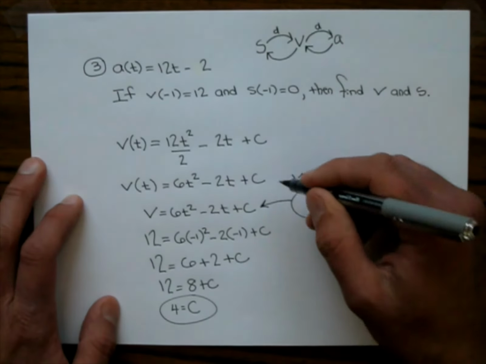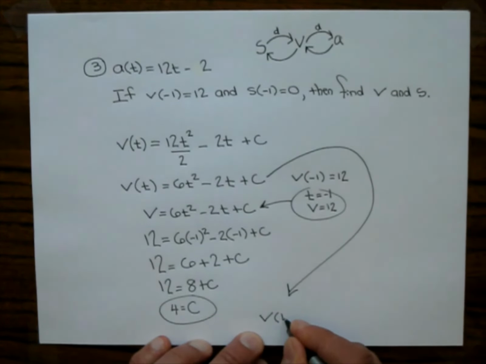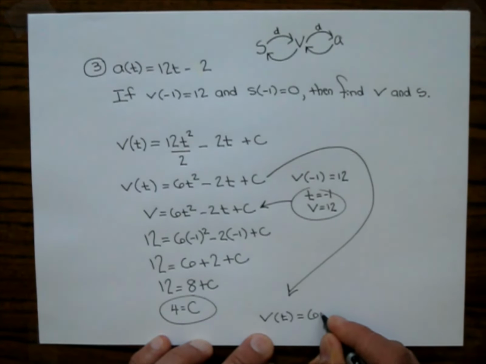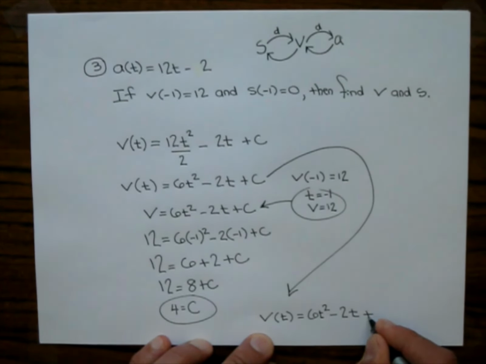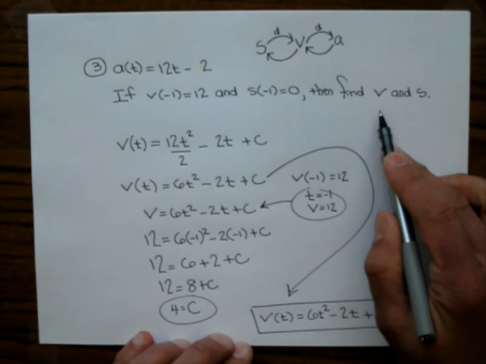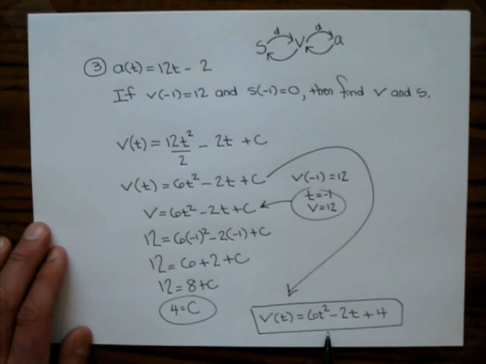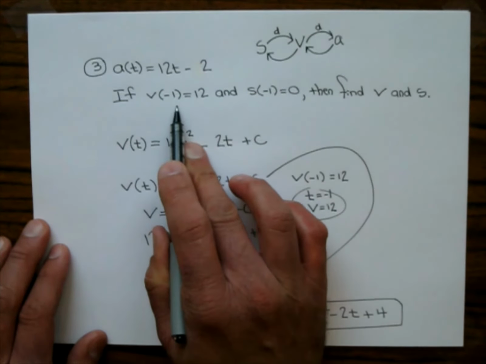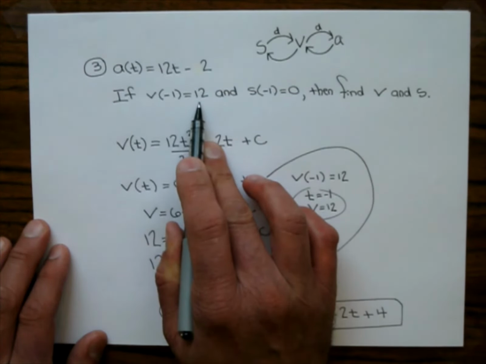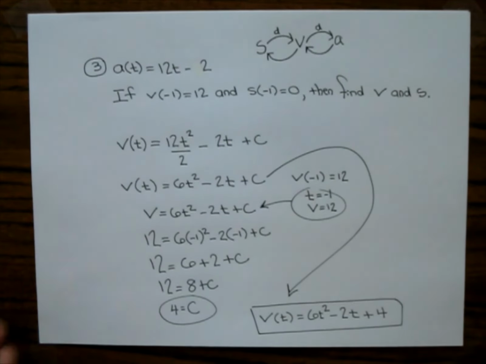And so now we can rewrite this. My velocity function is 6t squared minus 2t plus 4. I'm going to box it, because that's one of the things they asked. And they actually asked that one first, so that was kind of cool, because that's the first one we found. And we have used this initial condition here, where v of -1 is 12. And I suppose we're going to use the other one when we find out what s is. So we're not done with the problem. We have to find out what s is.